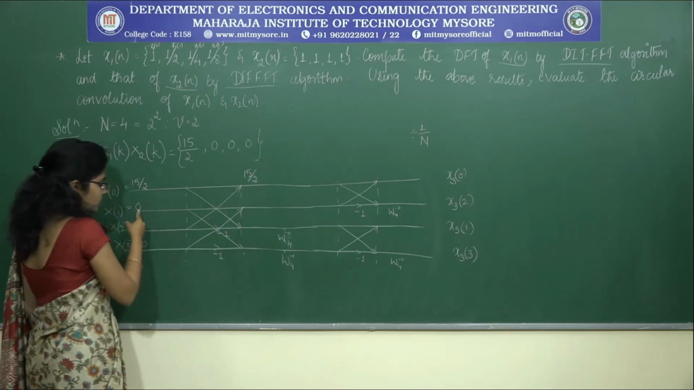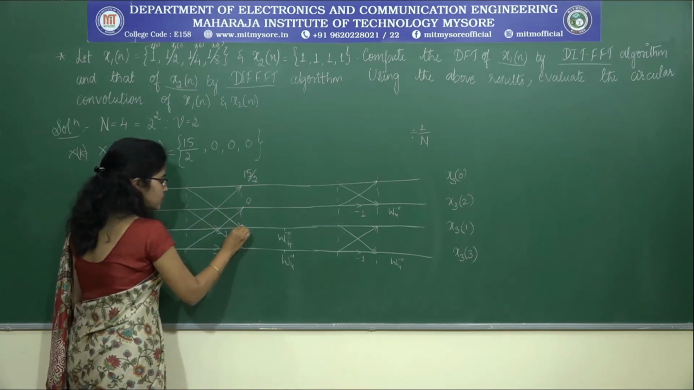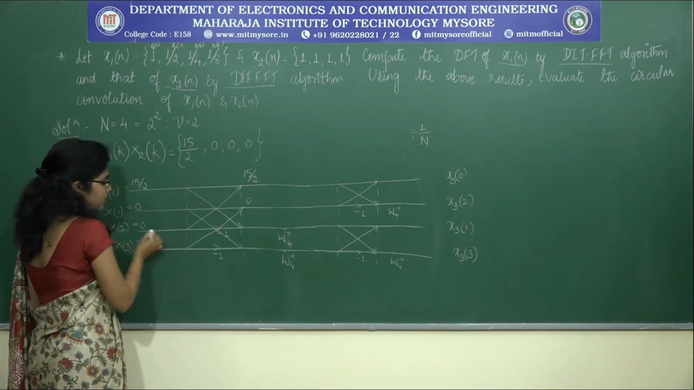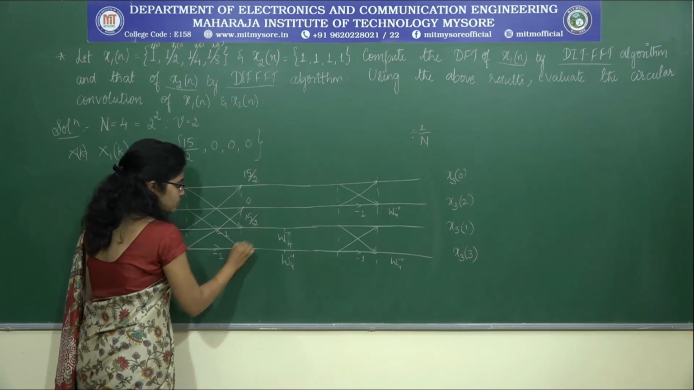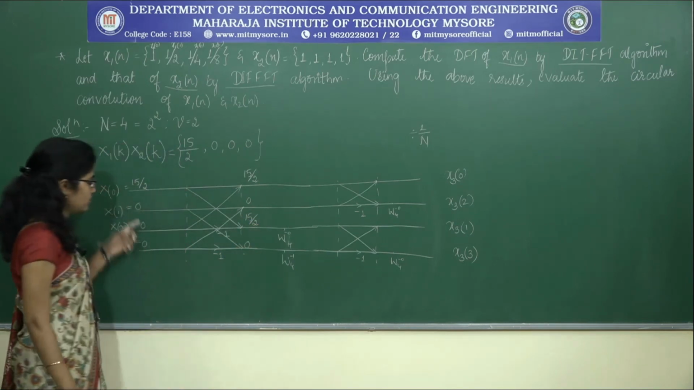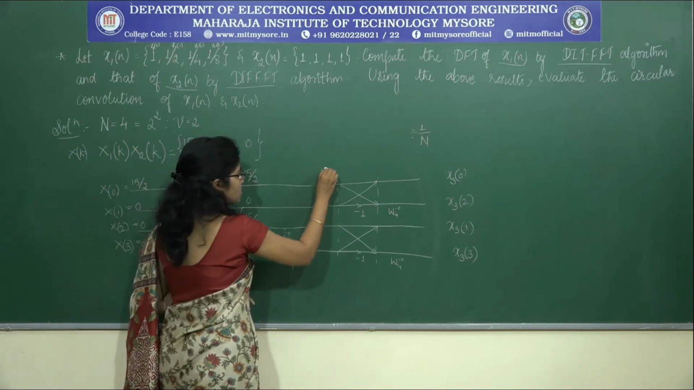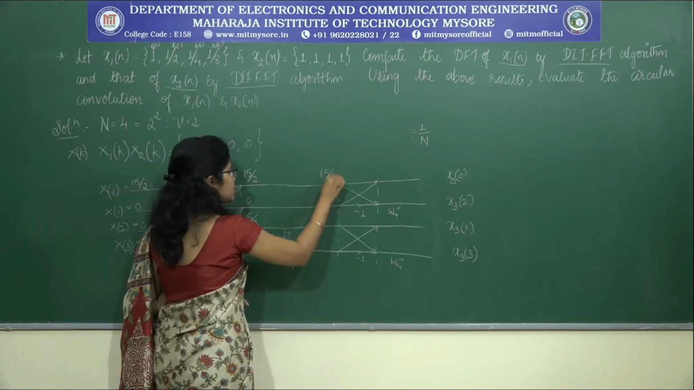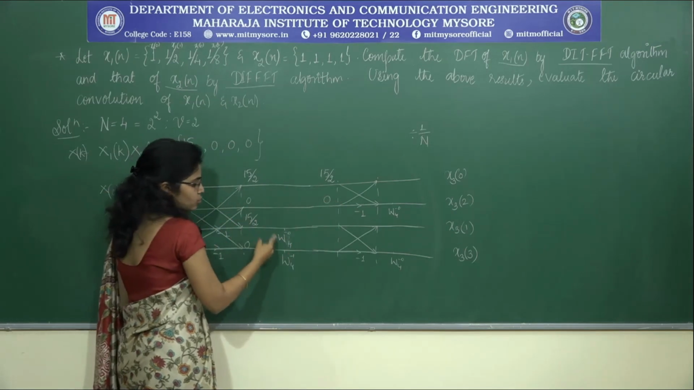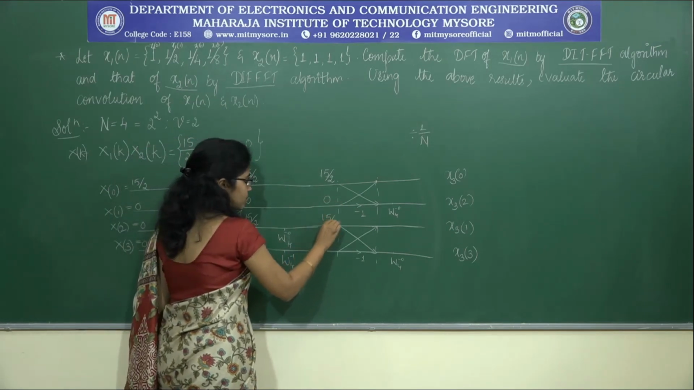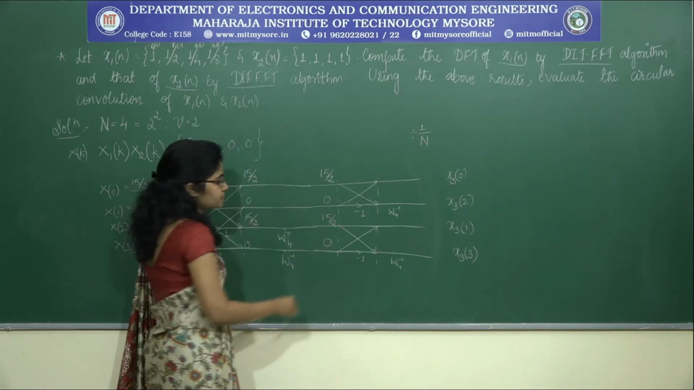At this particular point, both the inputs are 0, so the resultant is also 0. At this point, one input is 15 by 2 and the other input is 0, which gives us 15 by 2. Here the resultant is 0 because both the inputs are 0. Moving on to the input to second stage. So 15 by 2 remains as it is 0. 15 by 2 multiplied with 1 gives us 15 by 2. 0 multiplied by anything is 0.